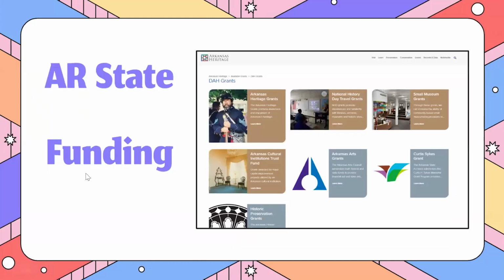This is Arkansas State Funding Opportunities. This is the Arkansas Department of Heritage, but there's also funding through many different organizations, the Department of Tourism, Department of Education, the Department of Health and Social Services, for example. But I thought since we were humanities organizations, this would probably be the most applicable to us. For example, here's information about their small museum grant through the Arkansas Department of Heritage. Here's something for National History Day travel. Here's something about the Arkansas Cultural Institutions Trust Fund, and so forth. So these just give you some ideas. Again, we find these mostly by Googling.